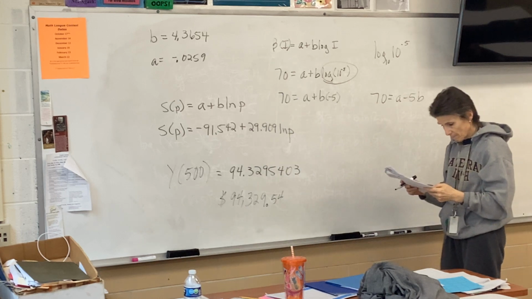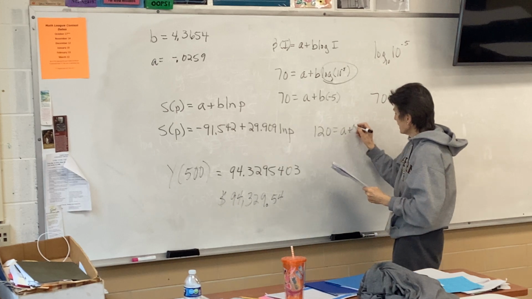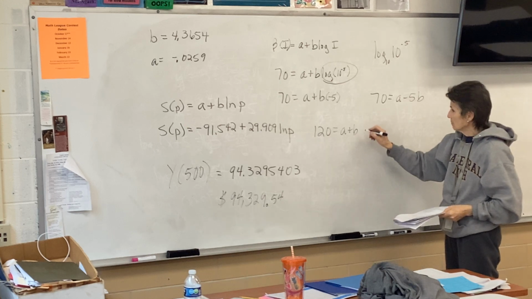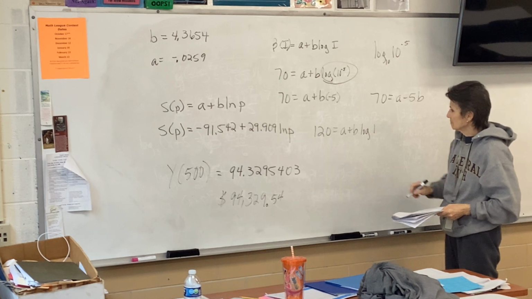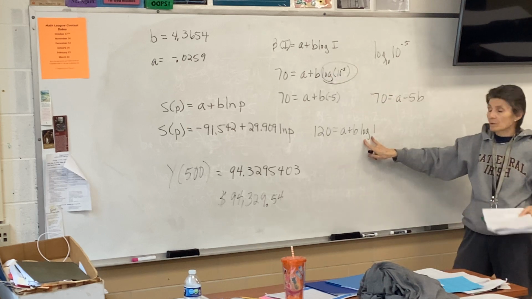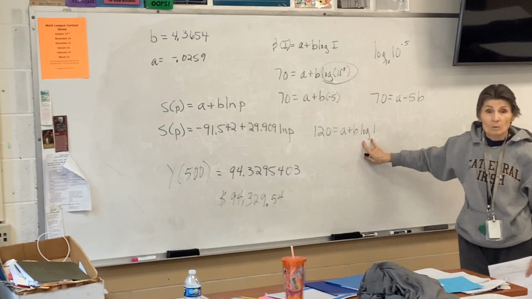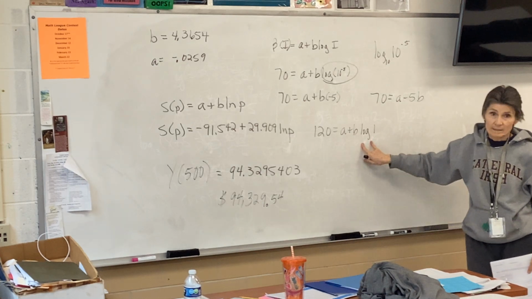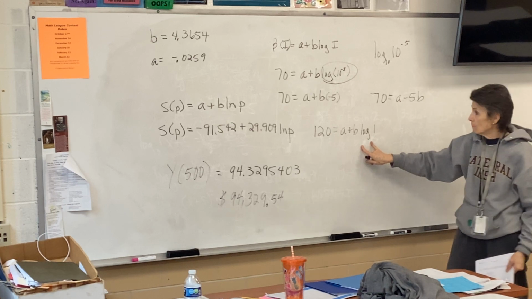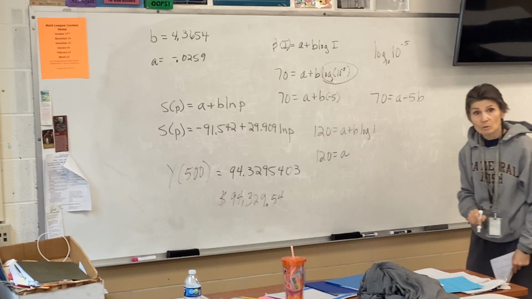Okay, what's the second one? 120 equals A plus B times log 1. Wait a second. What's the log of 1? What's ln 1? What's log base 5 of 1? Any base, the log of 1 is 0. So this says 120 equals A.